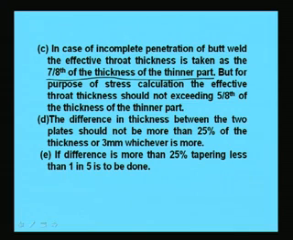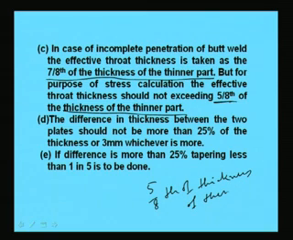Again, for the purpose of stress calculation, the effective throat thickness should not exceed 5/8 of the thickness of the thinner part. That means, when we calculate the strength of the butt weld, we will consider 5/8 of the thickness of the thinner part. I think it is clear now that for incomplete penetration, the butt weld throat thickness will be taken as 5/8 of the thickness of the thinner part for the calculation of strength, and we can take 7/8 of the thickness of the thinner part as the size of the weld.